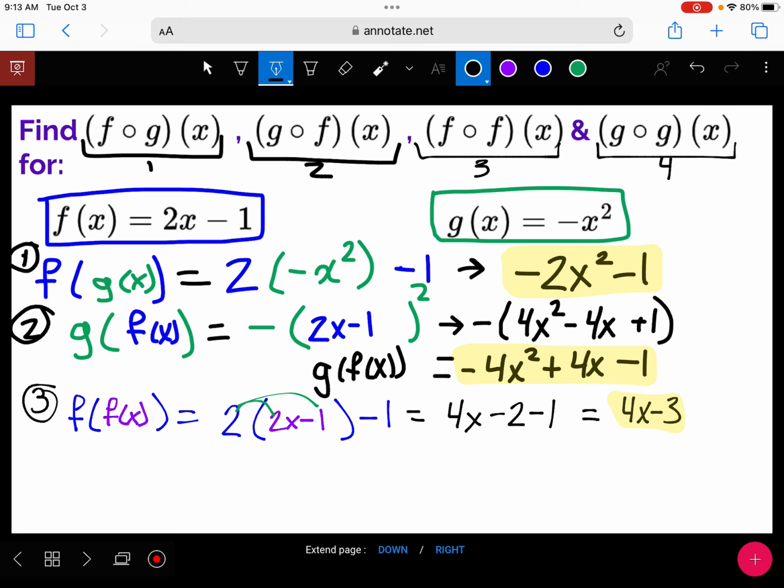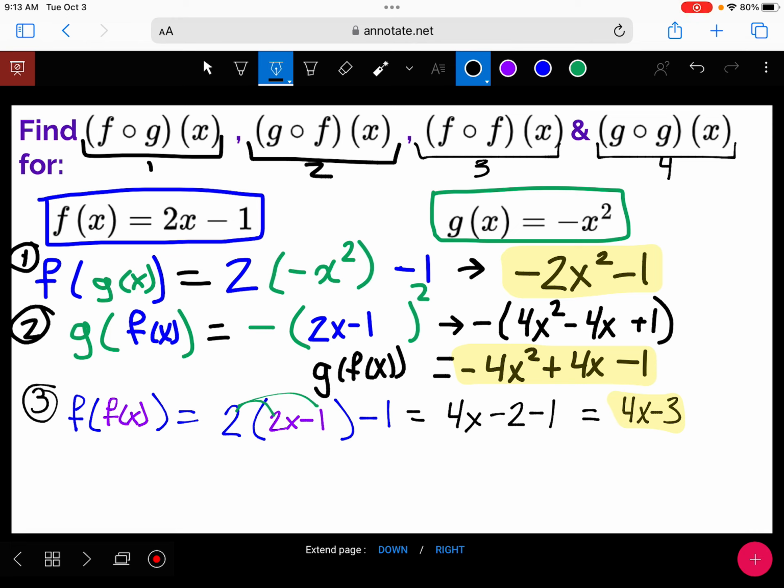Can you do it multiple times? Like f of f of f of f of f? Yes, you can. And in fact, in calculus, you will. And you can do composition of functions on all kinds of weird functions. In fact, that's what I'm doing this week in my college class, composition of matrices.